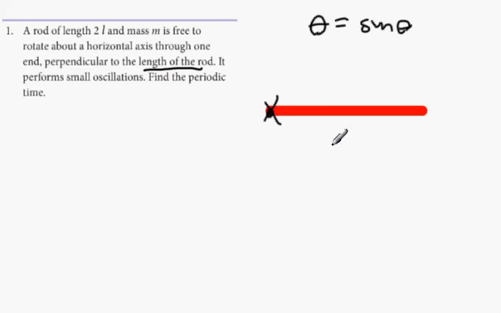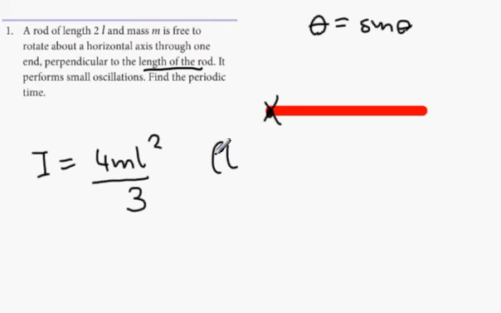So next thing, we're going to get our moment of inertia. It's a rod held at its end. The general formula is 4ml squared divided by 3. That's for length of 2L and mass of m. Is this the same system? Mass m, length 2L. Standard, no adjustment required.